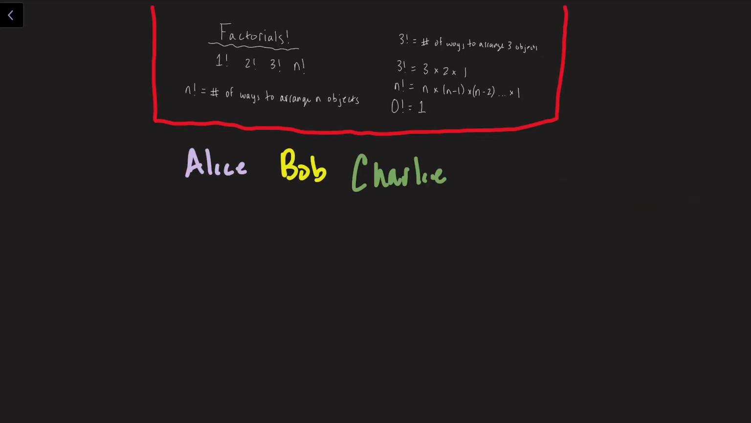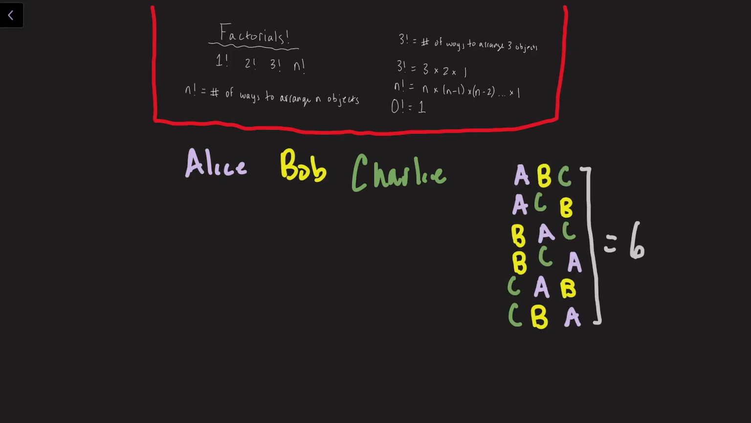Say we're given 3 people, Alice, Bob, and Charlie. How many different ways can we arrange them? Well, we could list them all out. We have Alice, Bob, Charlie, Alice, Charlie, Bob, Bob, Alice, Charlie, you get the gist. We have 6 total arrangements, which is exactly 3 factorial. But instead of brute forcing it, let's think about choices.